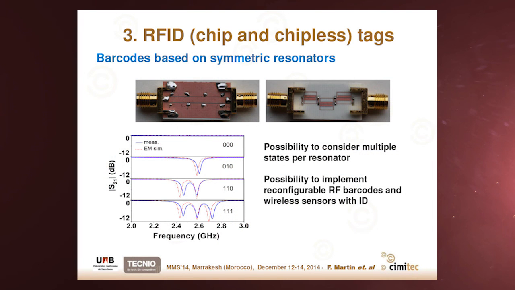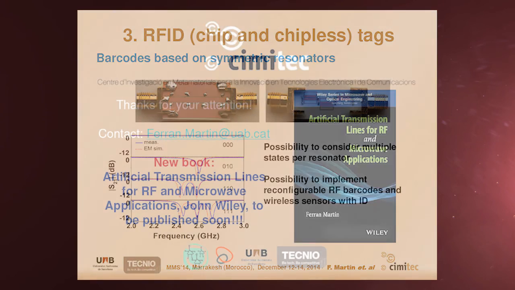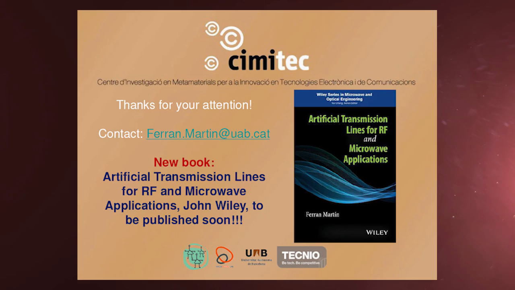And our idea, where these are only preliminary results, is to implement barcodes based on symmetric resonators. The idea is to take benefit of the orientation of the resonator in order to control the notch level and to try to achieve more than two states by means of a single resonator. So the idea is to consider the possibility of implementing multiple states per resonator, and even reconfigurable radio frequency barcodes and wireless sensors with identification. And here ends my talk. Thank you very much.